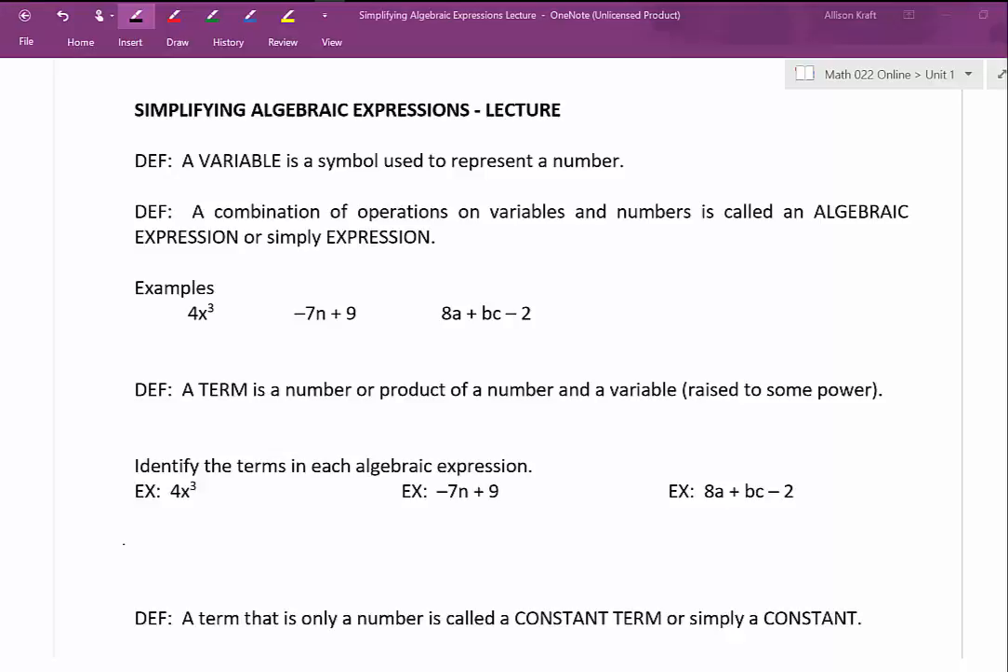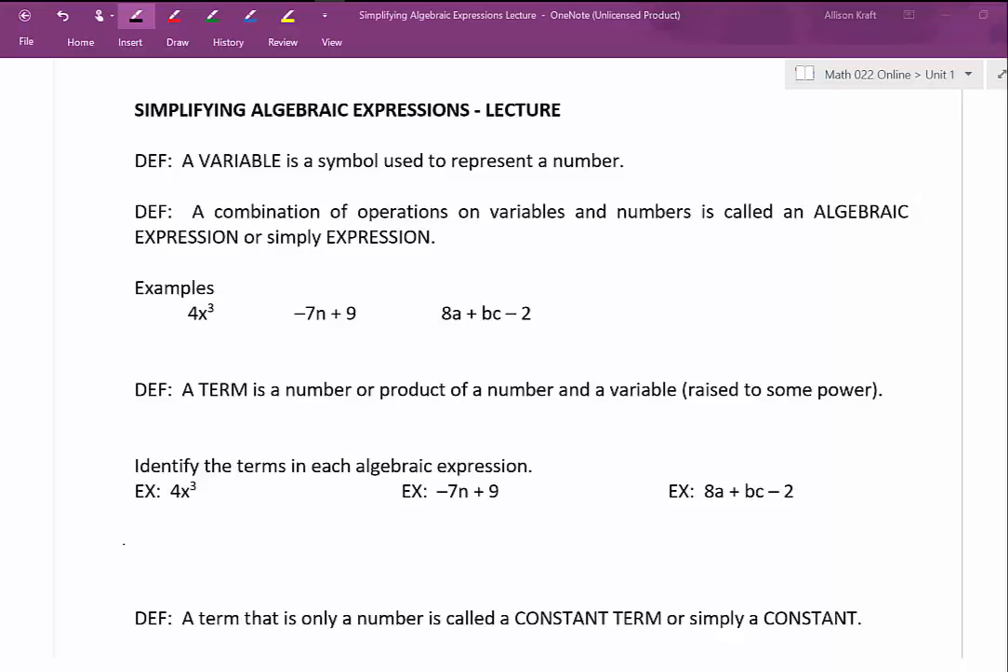In this lesson, we'll be discussing simplifying algebraic expressions. A variable is a symbol used to represent a number. A combination of operations on variables and numbers is called an algebraic expression or simply an expression. The following are examples of algebraic expressions: 4x to the third, negative 7n plus 9, 8a plus bc minus 2.